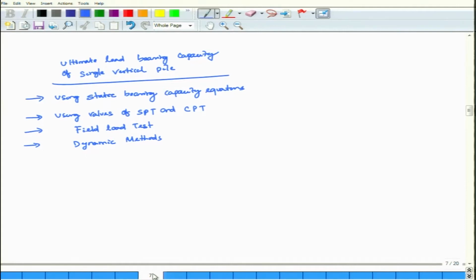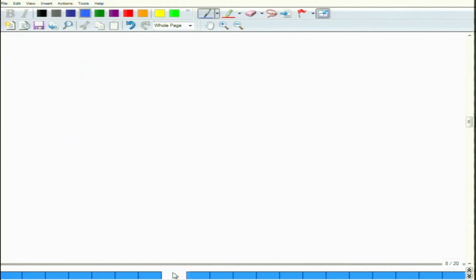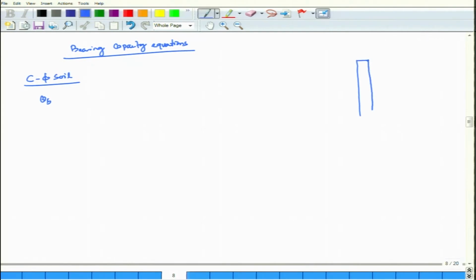Now let me start with using bearing capacity equations. For c-phi soil, QB, because if this is my pile, this is the load, this is your frictional resistance QF, and this is your QB, base resistance.